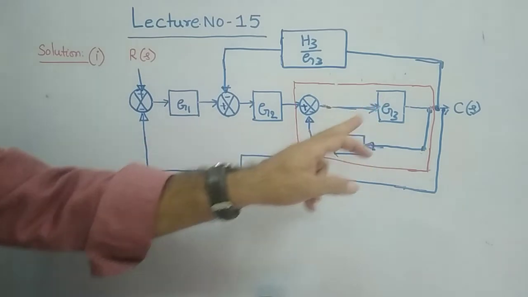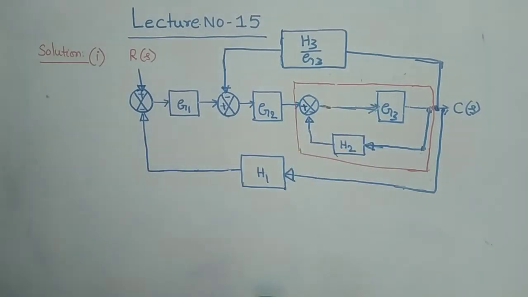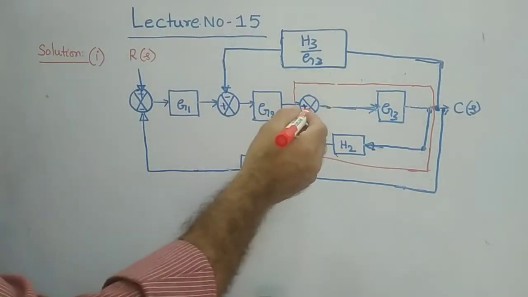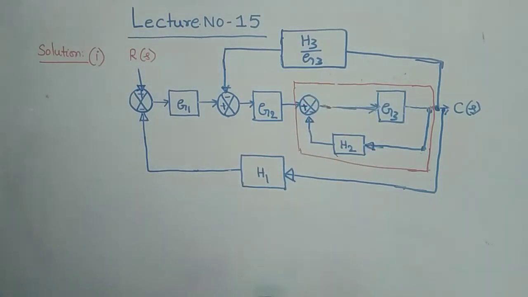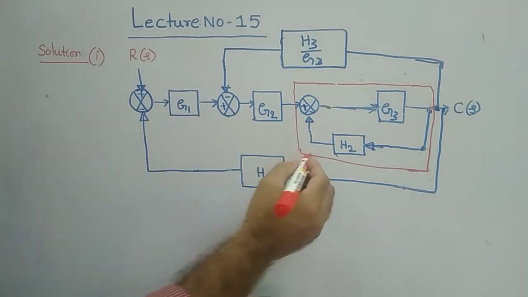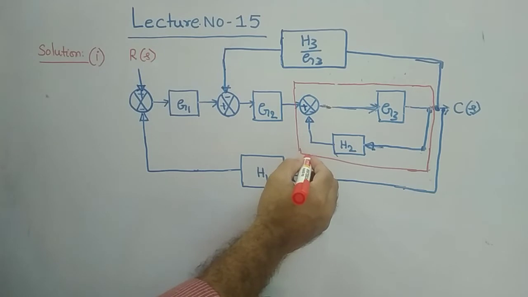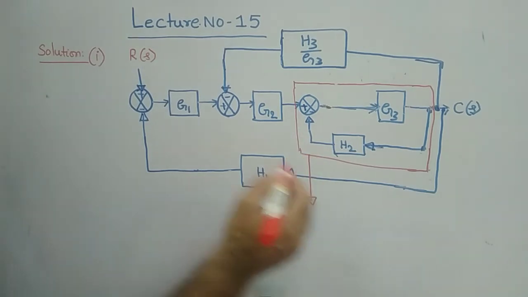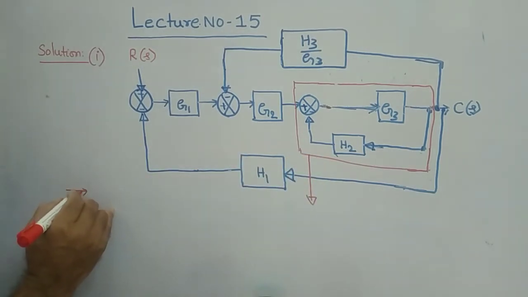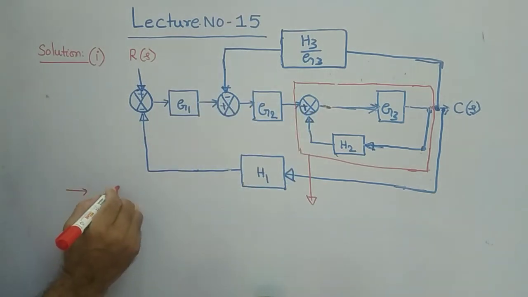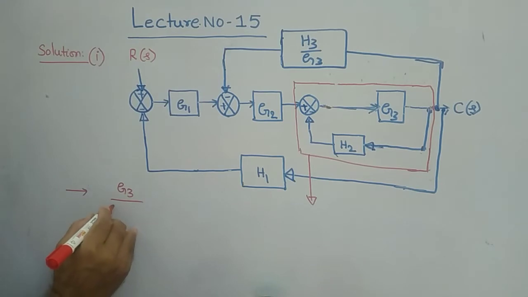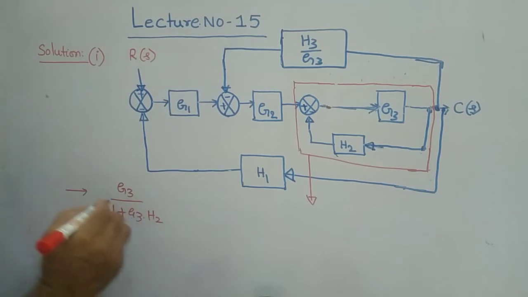What is the gain? G3, and this is the feedback gain H2. So for the negative feedback, what is the resultant? If you reduce this marked loop, what is that? That can be given as G3 by 1 plus G3 into H2. This is the equivalent.